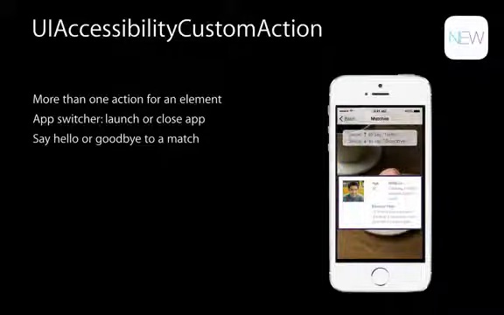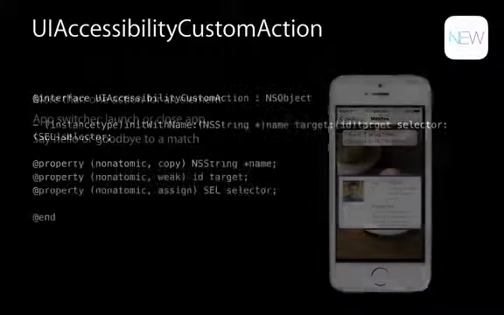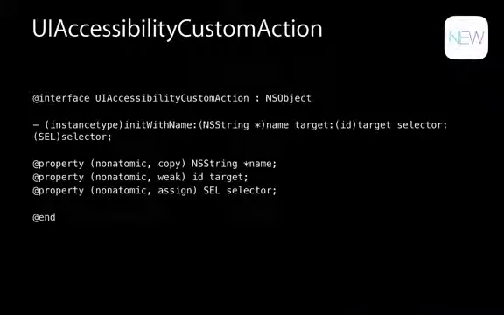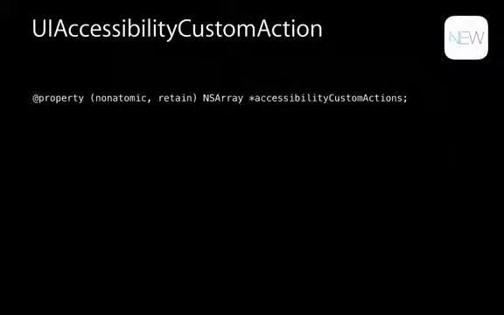In our sample app, we can also use this API to allow VoiceOver users to say hello or goodbye to their matches. The custom action class looks like this. You create a custom action object with a name that VoiceOver uses to describe it. And you also give it a target and a selector, similar to what you would pass to a UIButton. And that determines what happens when the action is performed. Once you've created all of your custom action objects, you can assign them to a view using the accessibility custom actions array property.